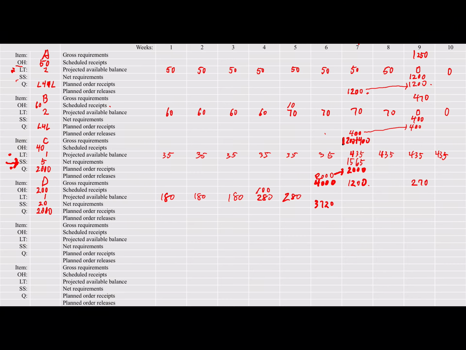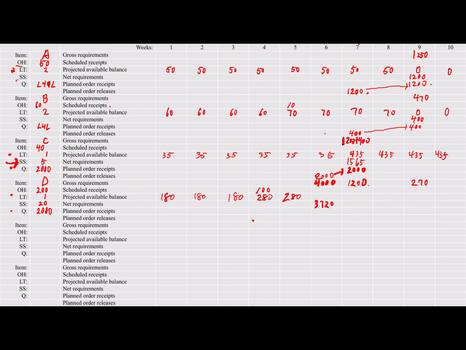We know we are short of this amount. Then what should we do? We need to order. Now we look at the quantity and the lead time. The lead time is 1, which means I need to order at week 5, which is here, and the quantity is 2,000. Because we need 3,720, we need to order multiples of 2,000. How many 2,000s do I need to order? 2, so 4,000 is enough.